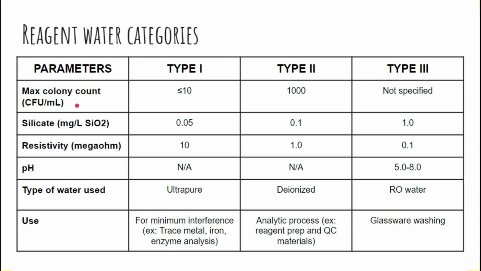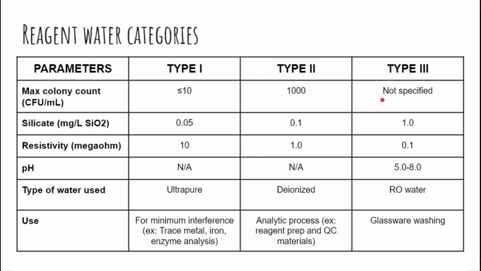Okay, so again, ang pinaka-malinis nga dito, pinaka-sterile, pinaka-pure is type 1. So, ang ating maximum colony count sa type 1, ang pinaka-konte with less than or equals to 10 CFU per ml only. While for type 2, ito mga so-so, 50-50, siya po yung nasa moderate or gitna. 1,000 CFU per ml ang maximum colony count. While for type 3, it is not specified na.